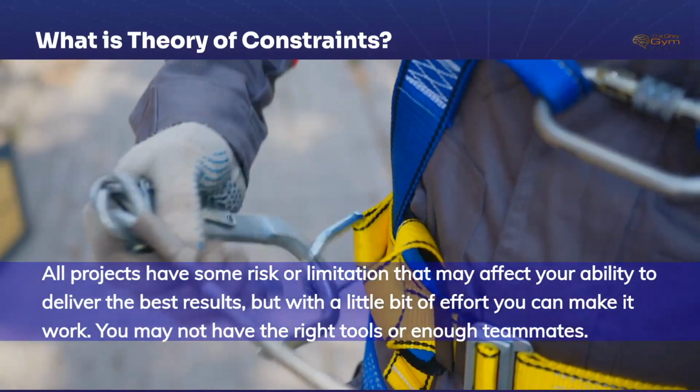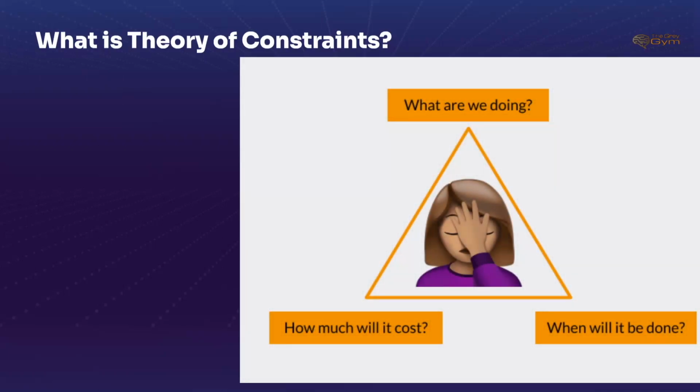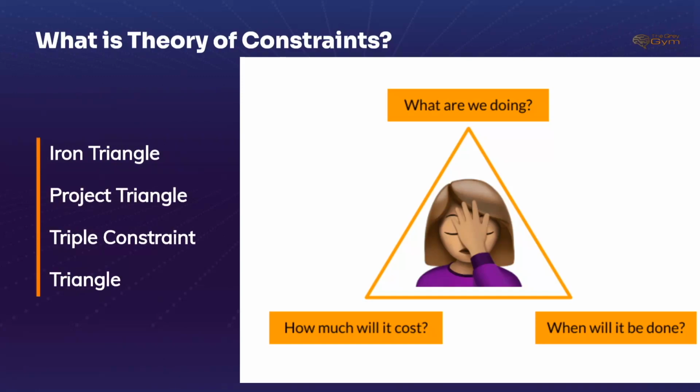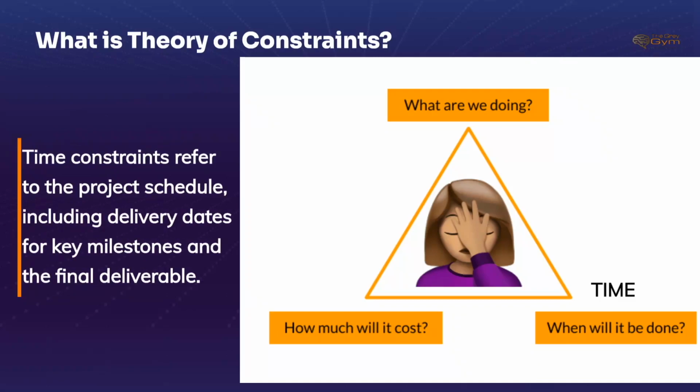In project management, there is an important triangle of constraints that needs to be respected when coming up with a strategy. You might hear this referred to as a number of different names, including the iron triangle, project triangle, and triple constraint triangle. All of them represent the same thing. These constraints include time constraints. Time constraints refer to the project schedule, including delivery dates for key milestones and the final deliverable.